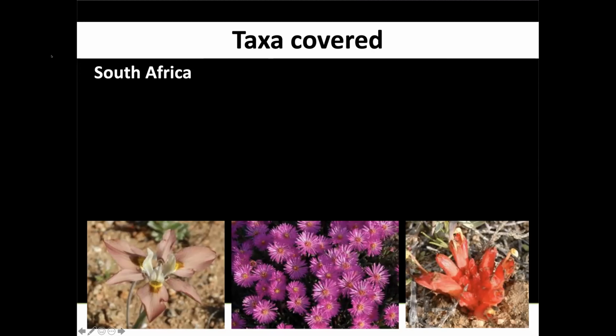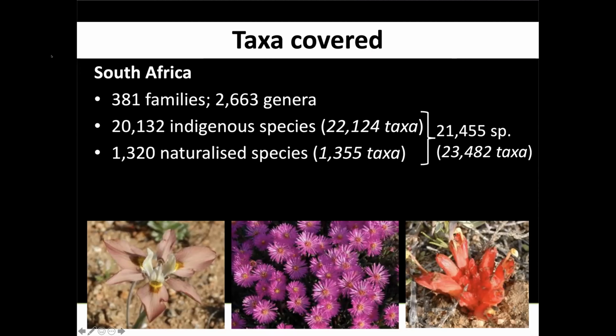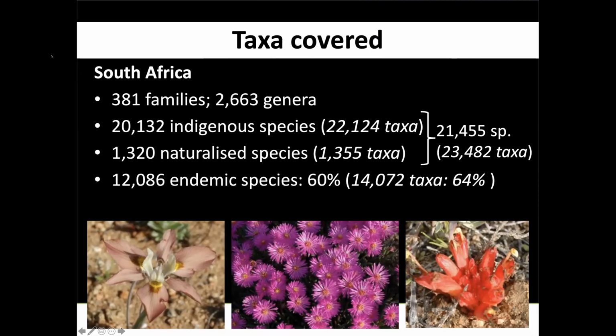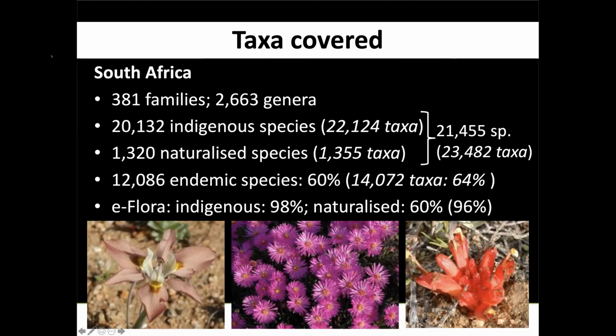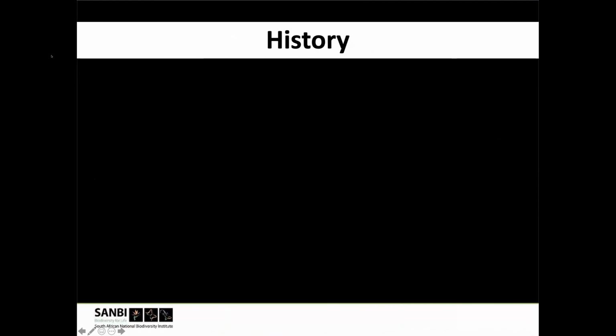Currently, the checklist thus covers 381 families and over 2,600 genera, which comprises over 21,000 species, of which around 20,000 are indigenous, with a species level endemism of 60%. The e-Flora of South Africa has already accumulated descriptive information for 98% of indigenous species and 60% of naturalized species.